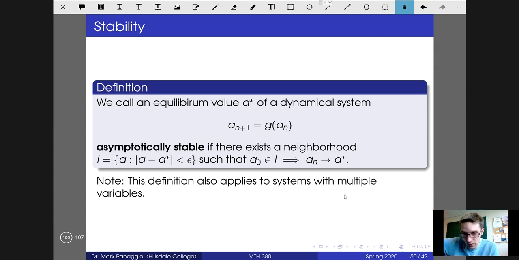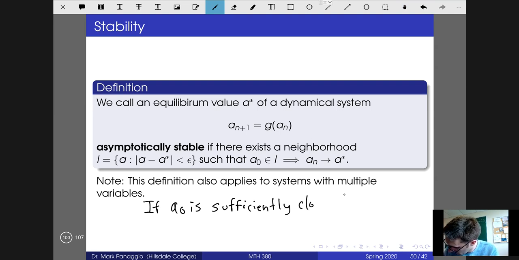In other words, let's put this in layman's terms. This is saying that if a_0 is sufficiently close to A star, then a_n will approach A star.